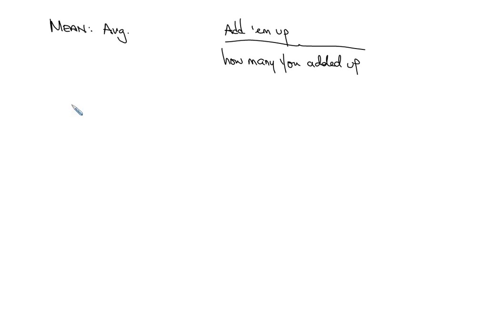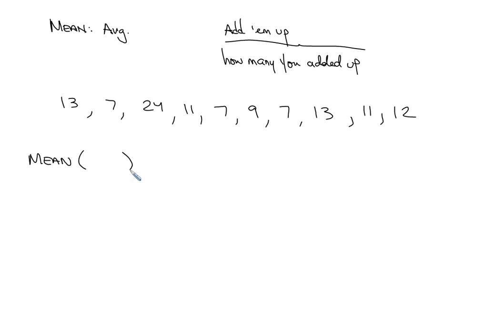Okay, so let's take a set of numbers: 13, 7, 24, 11, 7, 9, 7, 13, 11, 12. If we want to find the mean, the way that we symbolize the mean is x with this little line above it. We read that as x bar. It stands for the mean, the average.